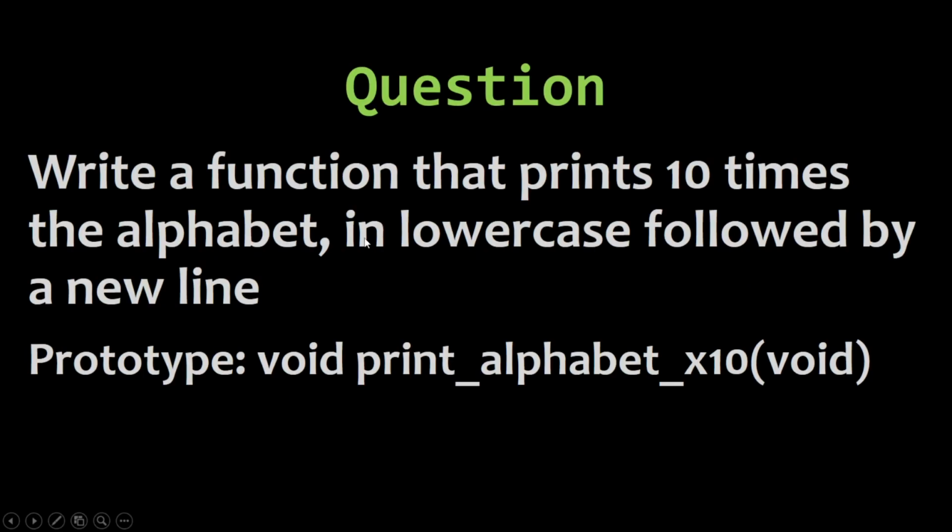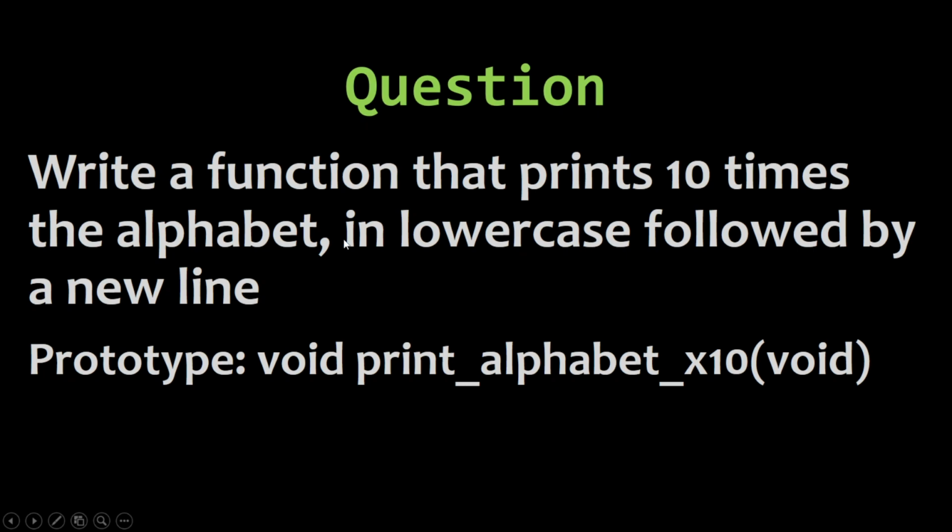Now we have a question here. It says write a function that prints 10 times the alphabet in lowercase followed by a new line. The prototype to use is void print_alphabet_x10(void). What it's telling you is that the name of the function is going to be print_alphabet_x10. Because this function is not going to have any parameters, we have void here and void there.